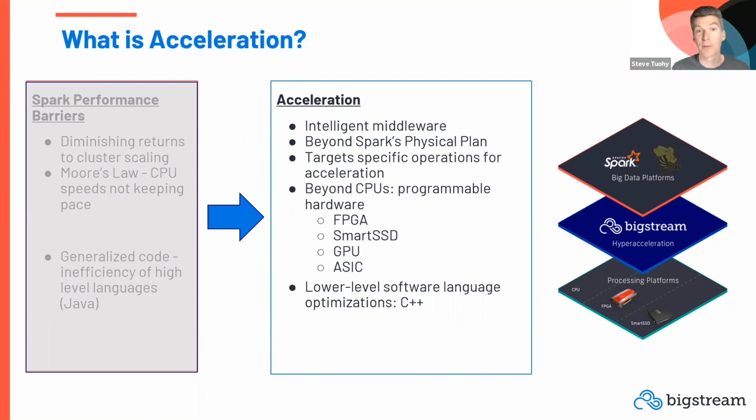And core to this, in particular on the hardware side, is programmable hardware, field programmable gate arrays, SmartSSDs, and other forms of computational storage, GPUs, and even ASIC, which is kind of its own category in a way. And on the non-hardware side, Bigstream delivers acceleration with C++ accelerators. So to take it below that level of Java to, again, find specific tasks and operations that can be performed more effectively with Bigstream.